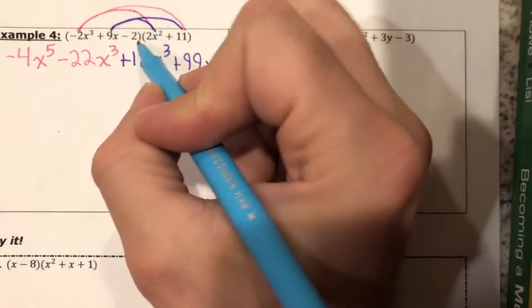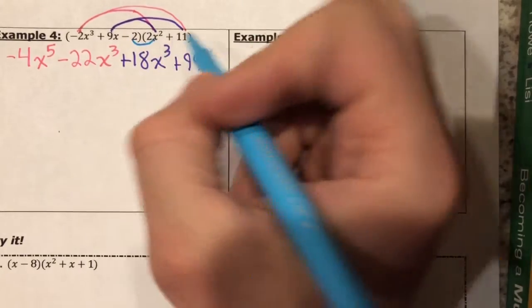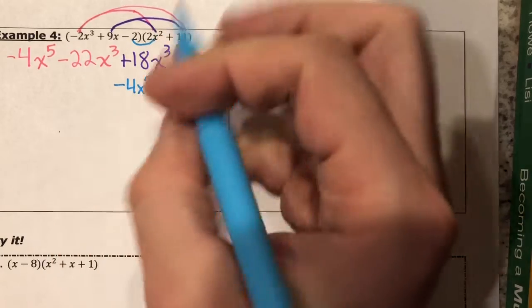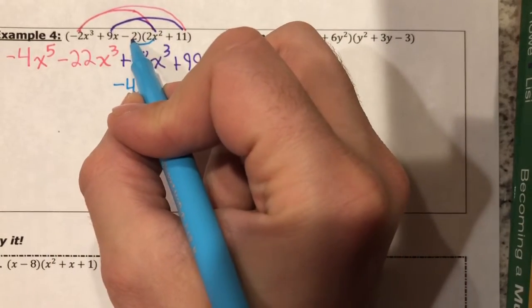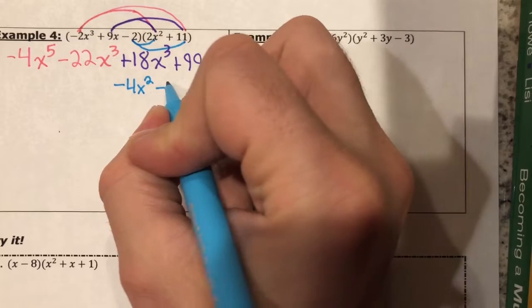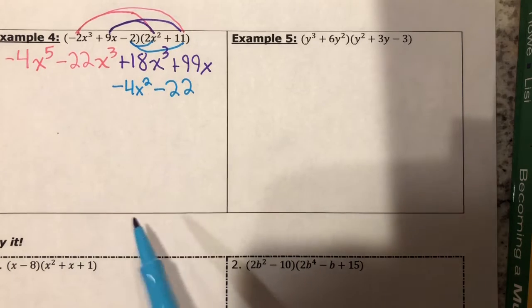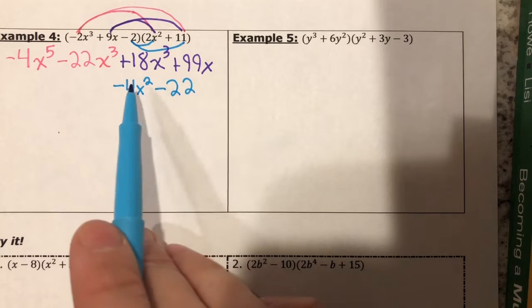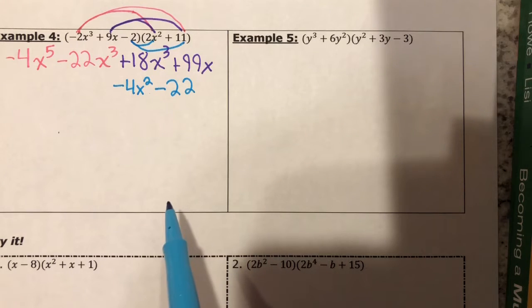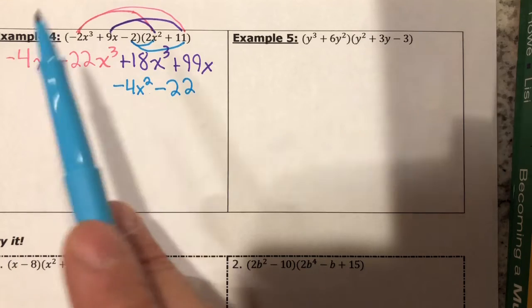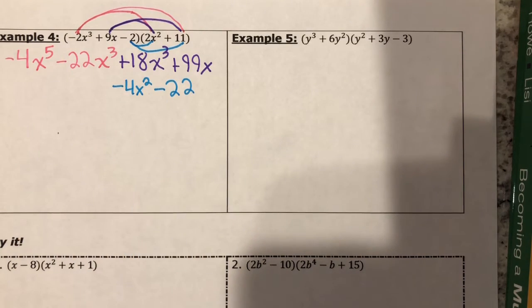And finally, we have negative 2 times 2x squared, so minus 4x squared. And I ran out of room, so I have to continue on the next line. And negative 2 times 11, minus 22. So here we want to stop. We want to check, are there like terms? Because we have 1, 2, 3, 4, 5, 6 terms. This is a 5th degree, so quintic polynomial.